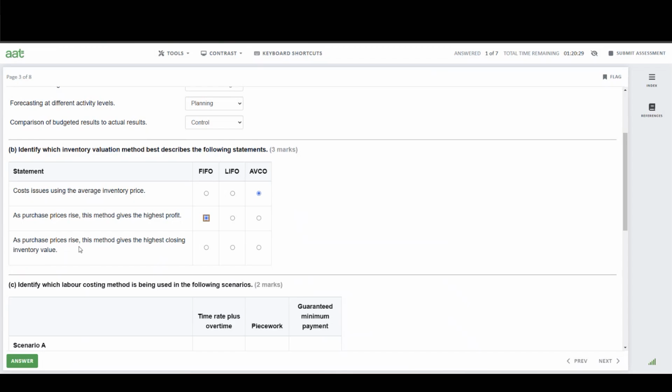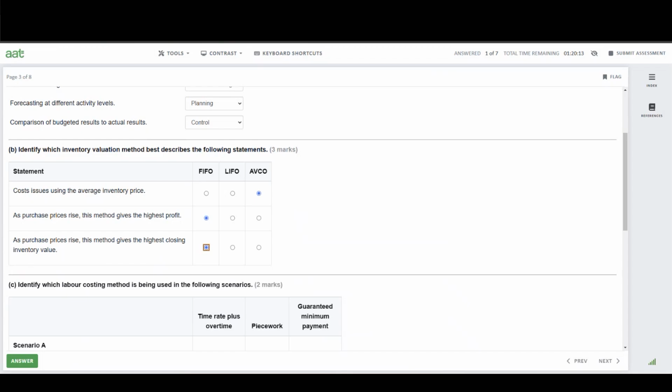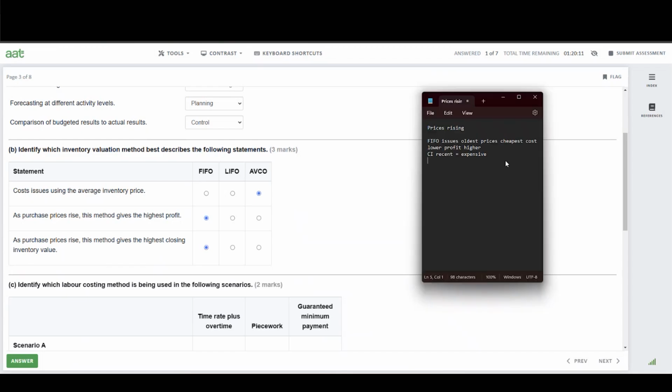As purchase prices rise, this method gives the highest closing inventory valuation. Well, let's have a look. Yeah, closing inventory uses the recent more expensive prices. So yeah, that's right. It would give the highest closing inventory valuation. So we can also go for FIFO for that one. If you're not sure, I would do a similar work through with LIFO, just so I was sure.